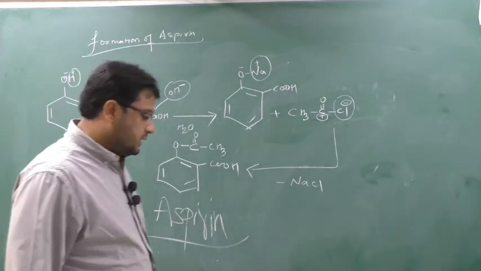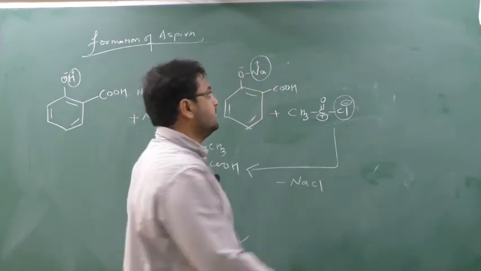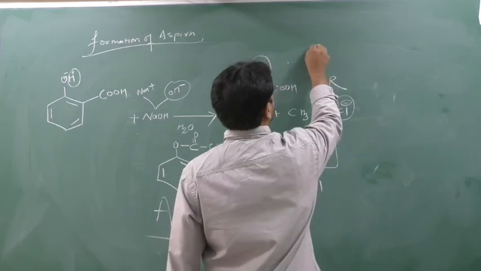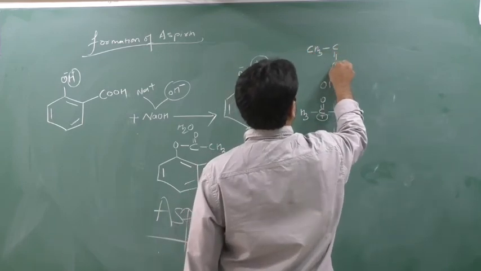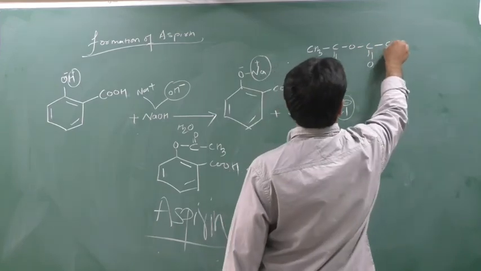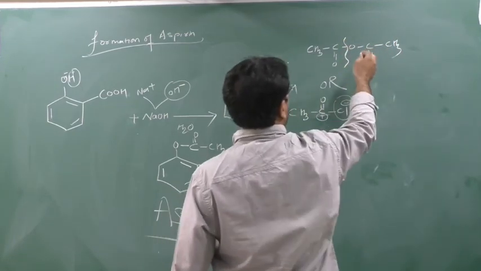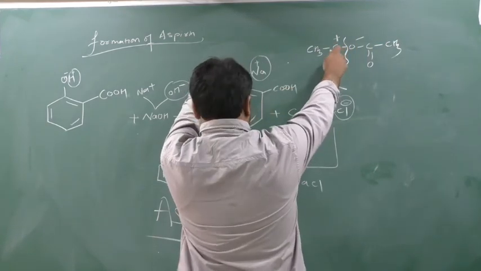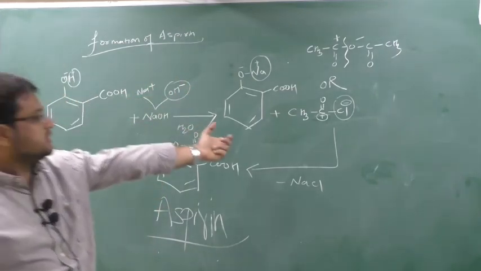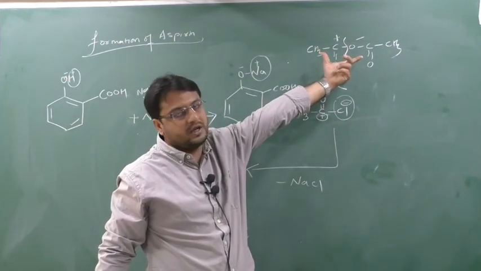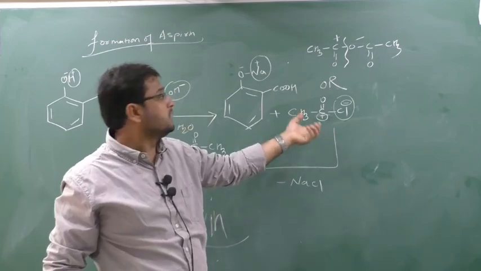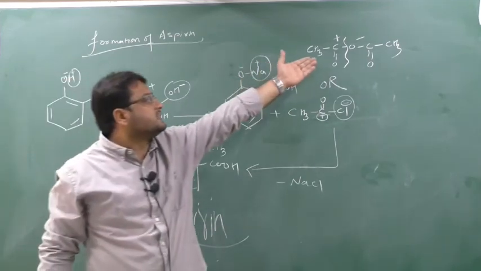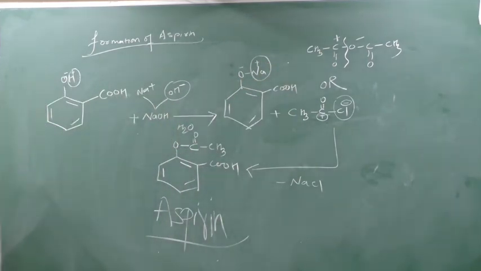In your book they have taken the acid anhydride also. Instead of this reagent you can use this reagent also: CH3, C double bond O, O, C double bond O, CH3. You break this; the oxygen will create a minus charge, and this will create a plus charge. So this O minus will react with this carbon and form the same product. Either you can use this reagent or that one, but I suggest you use this reagent. This is also given in your textbook. This is nothing but acetic anhydride. So this is your aspirin.